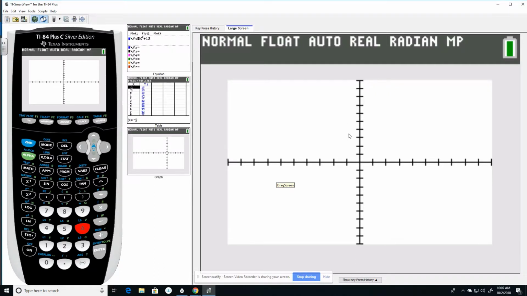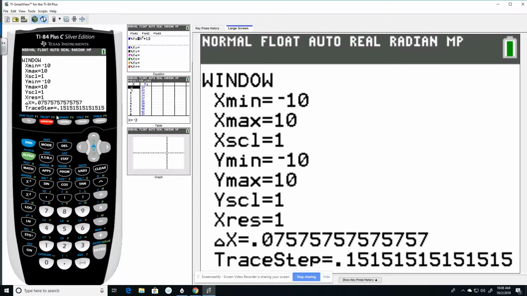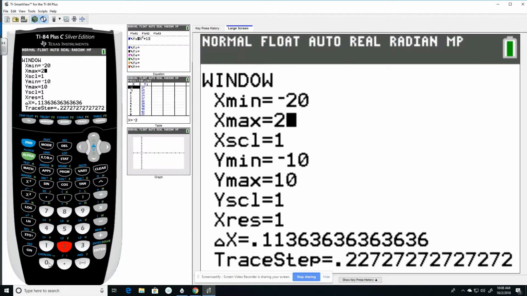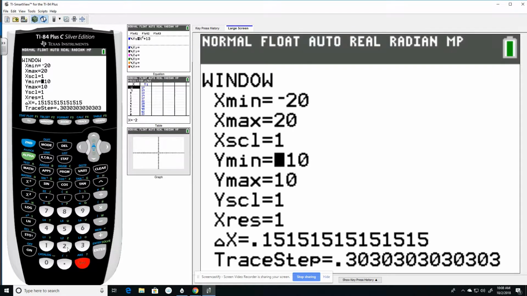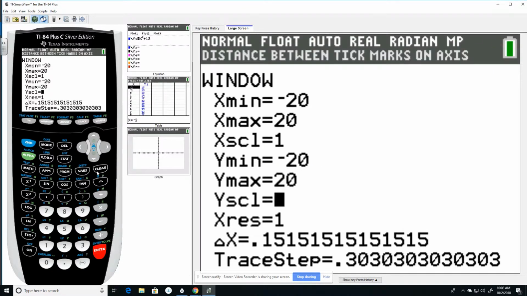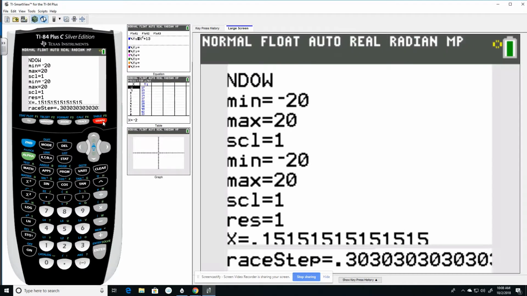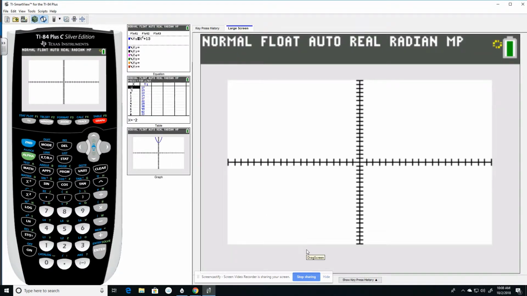So my answer's here. It's just I'm not zoomed out far enough to see it. So let's change my x min to negative 20, my x max to 20. Let's change my y minimum to negative 20 and my y max to 20, just so that I can see my graph a little bit better. And there it is. All right, so my graph is in the middle and it's facing up.